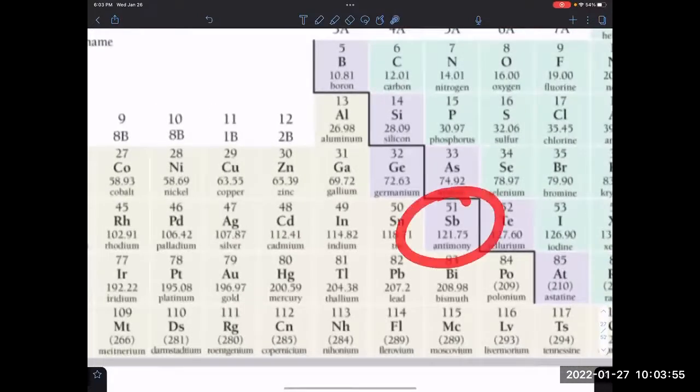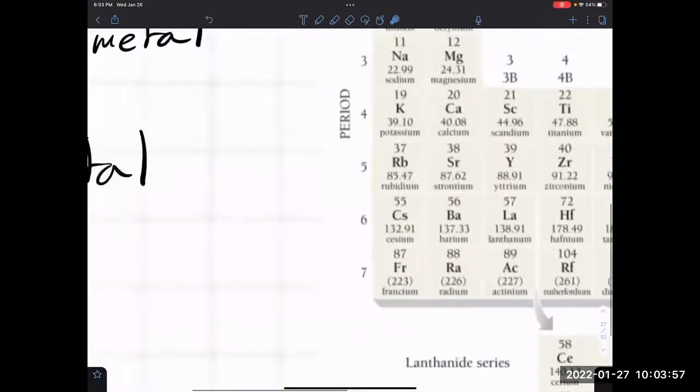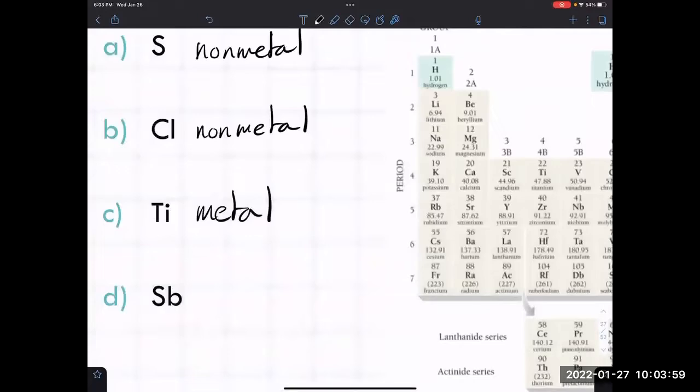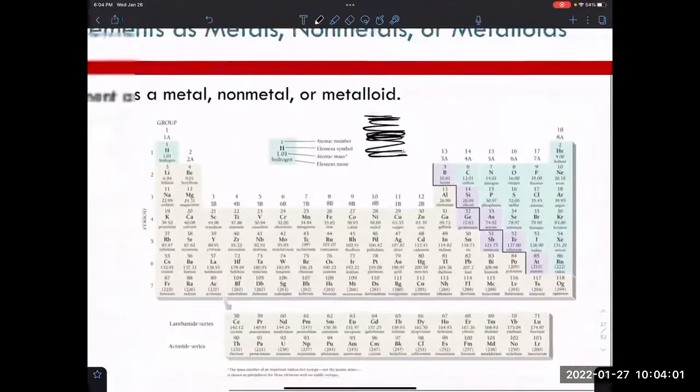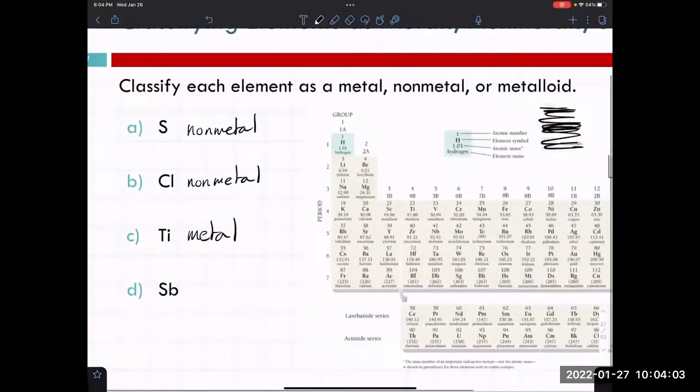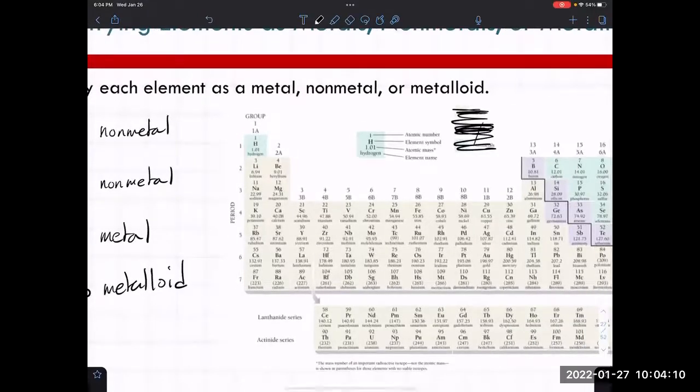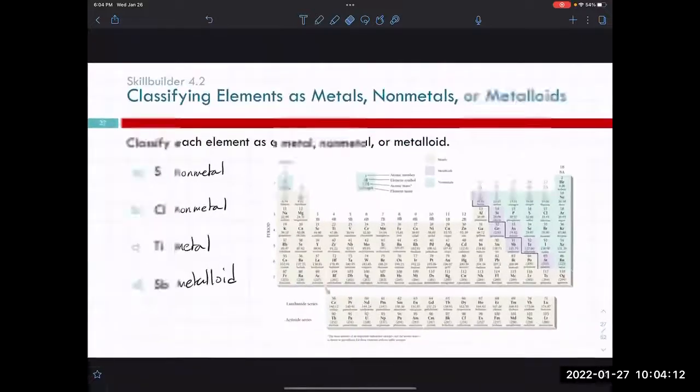Yep, antimony. Sorry, the question was, is it a metal, non-metal, or metalloid? Metalloid. Two L's, right? Yeah, metalloid.